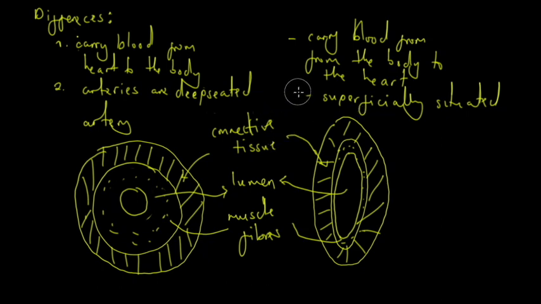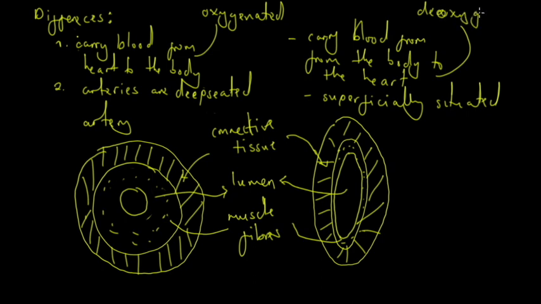Okay. So we've talked about those two differences. The arteries carry blood from the heart to the body, and we say that this blood is oxygenated. And this blood is deoxygenated. Okay. And then we also talked about the sitting. These ones are deep seated, which means that they're found within layers deep. These ones are superficially situated, so they are kind of exposed.